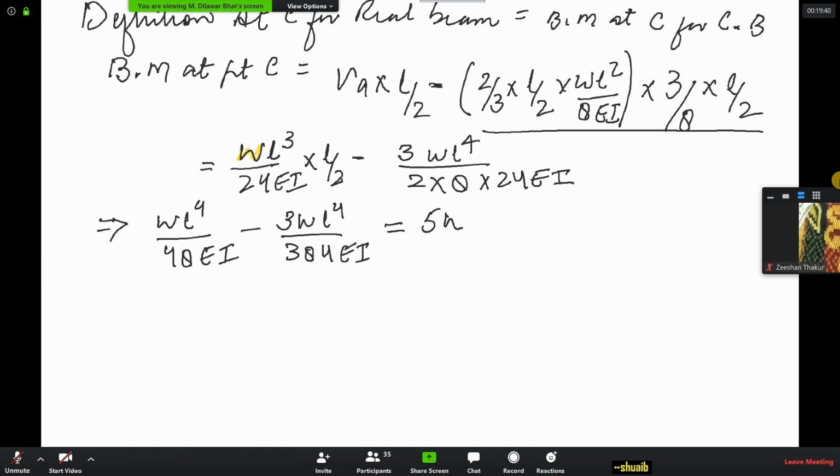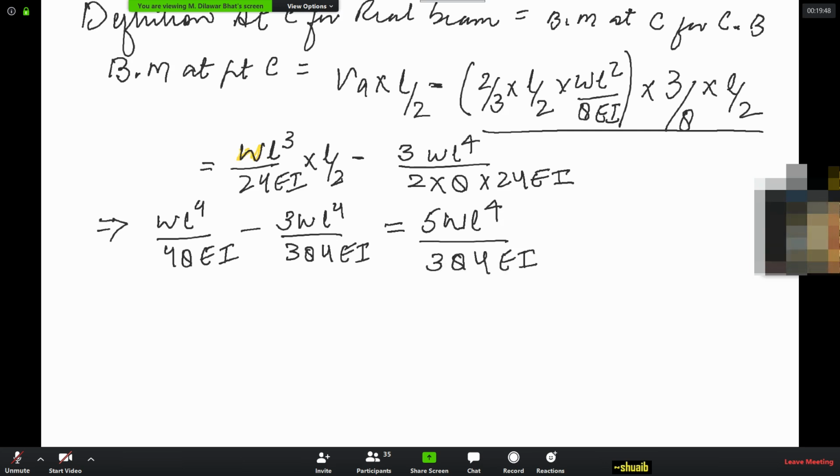5 times WL4 by 384 EI. This is your bending moment at point C.